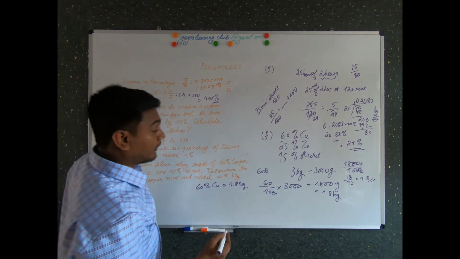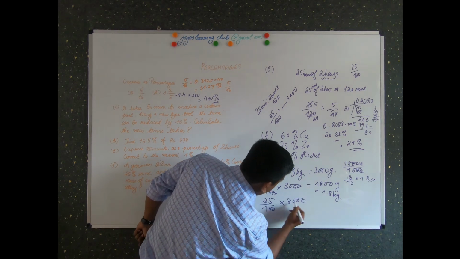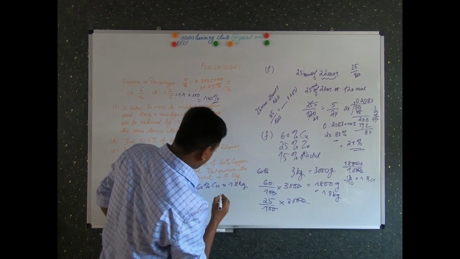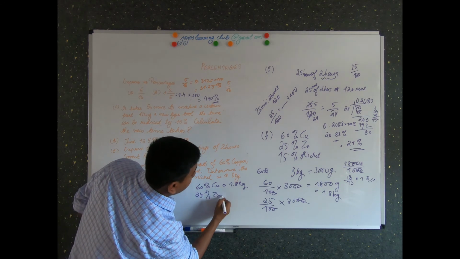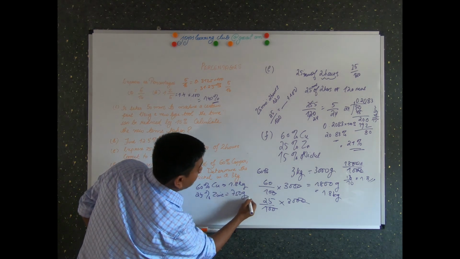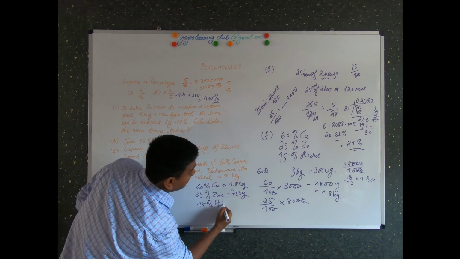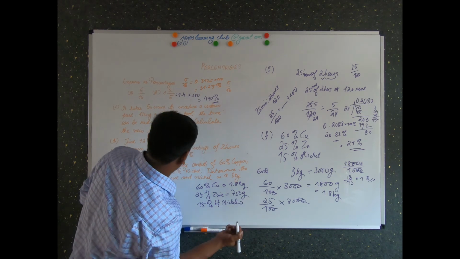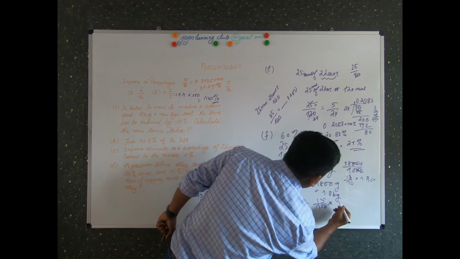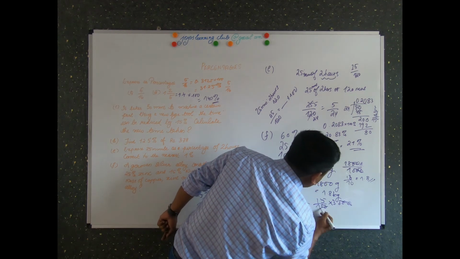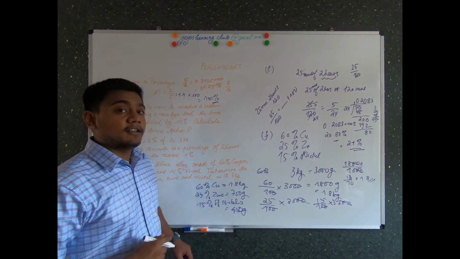And the next one, 25%. So 25 by 100 into 3000. Again, you can cut down 2 zeros. 25 into 30 is 750 grams. So 25% zinc is 750 grams. And now 15% nickel. 15% of nickel is 15 by 100 times 3000 grams. Again, 2 zeros cancel out. It is nothing but 450 grams.